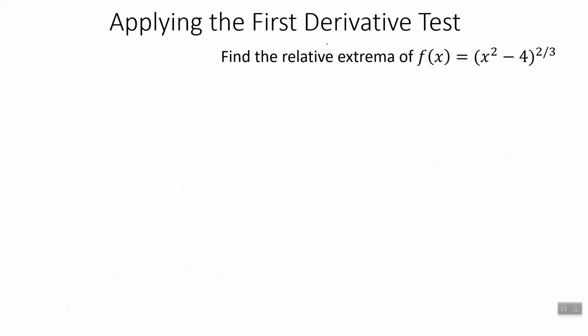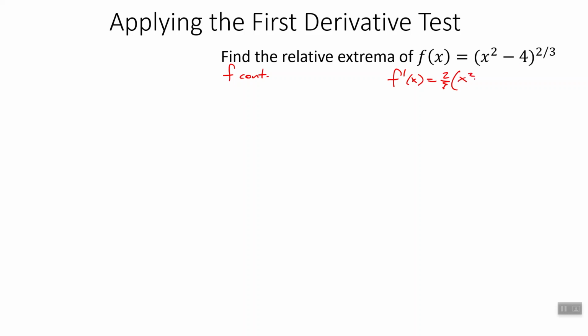All right, let's try another example. So first thing, is this a continuous function? Yeah, it is. So f is continuous. So that means we don't have any problems with the graph. So let's take a look at its derivative. We're going to do a chain rule. So we bring down the 2/3.